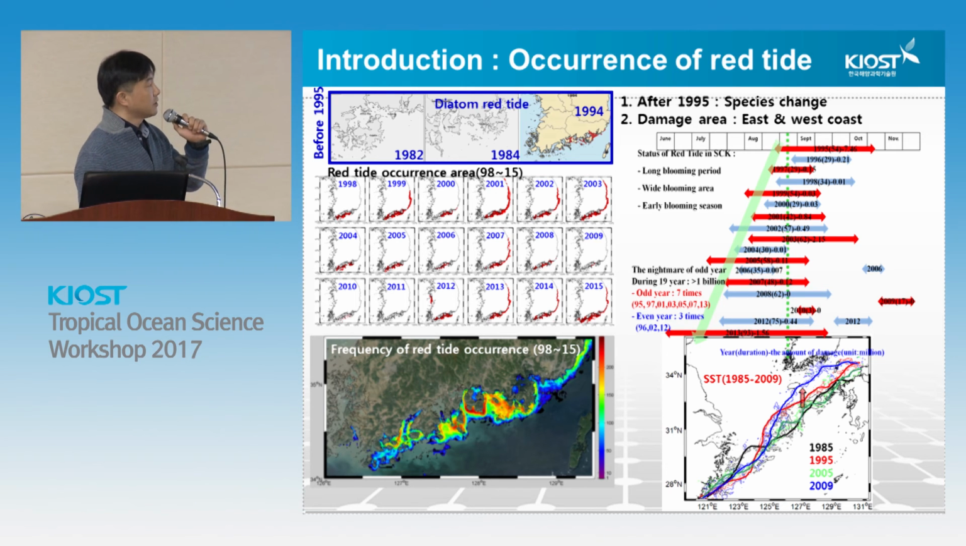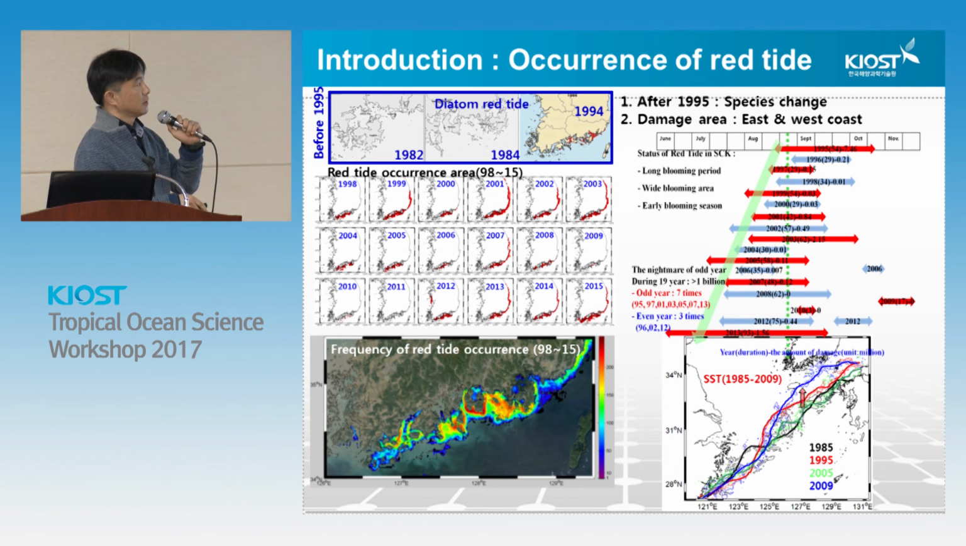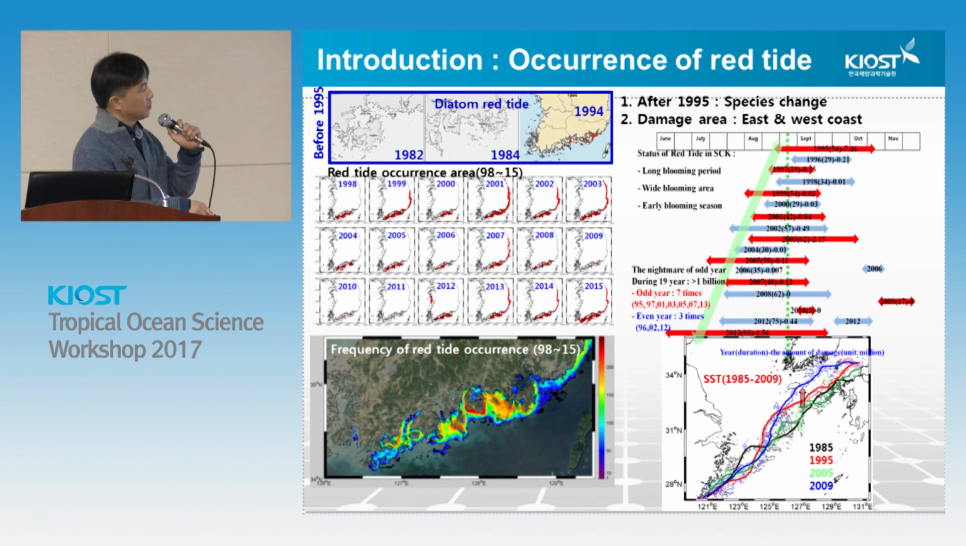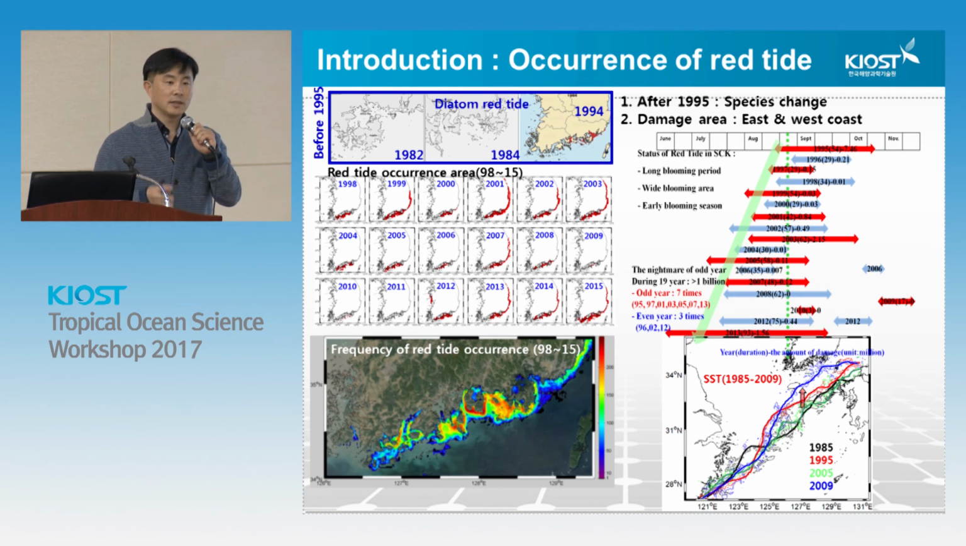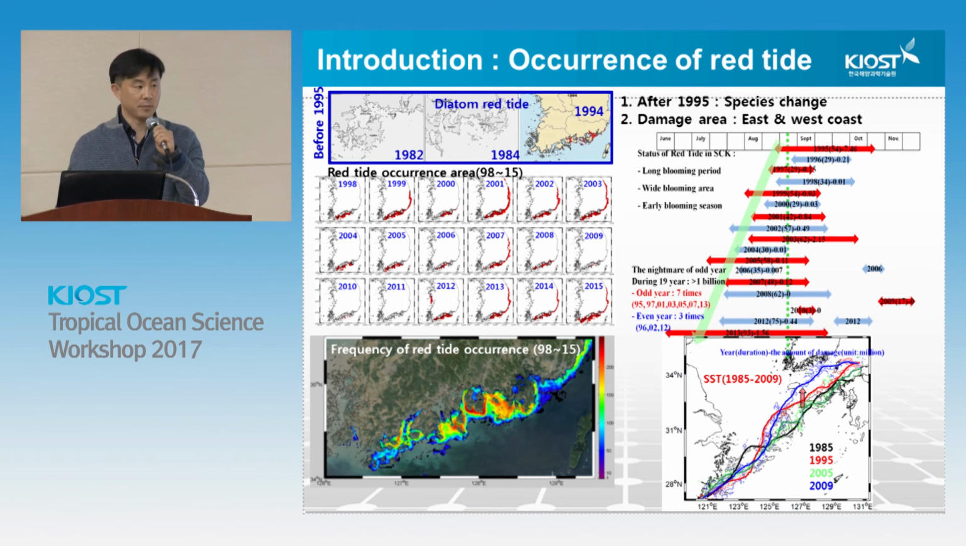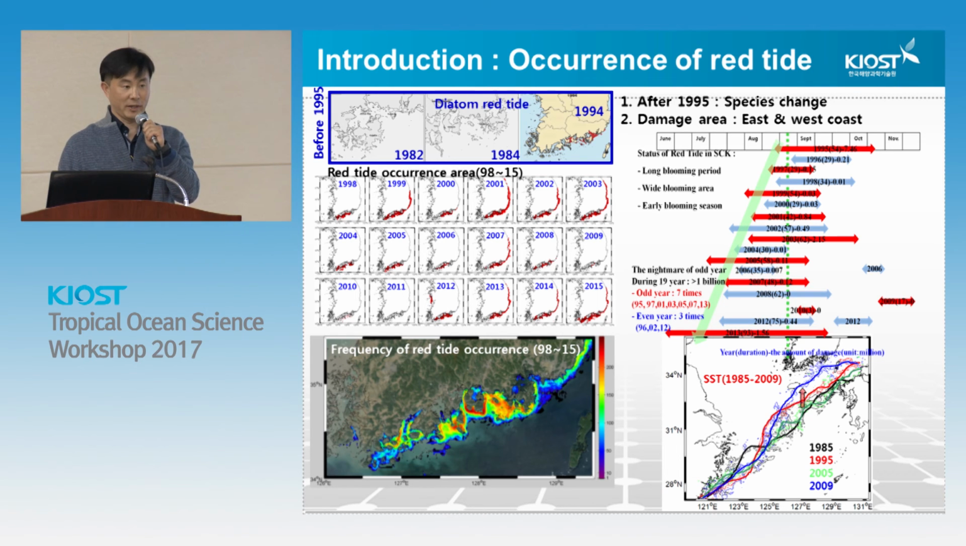One more interesting thing: in 1985, the bloom started in the middle of August and finished in October. But now you can see the bloom started in July and finished around September. I think the bloom has shifted. So maybe we have lots of control factors or physical mechanisms.